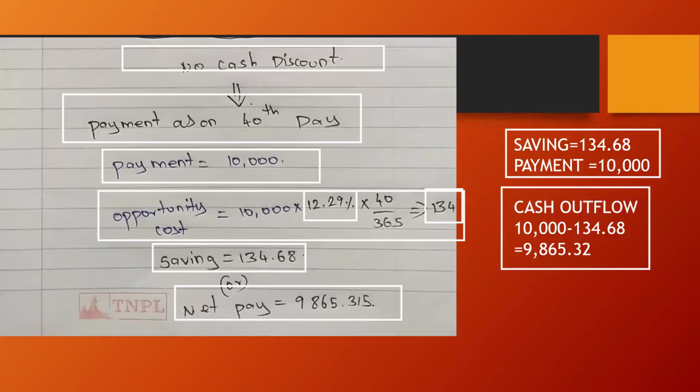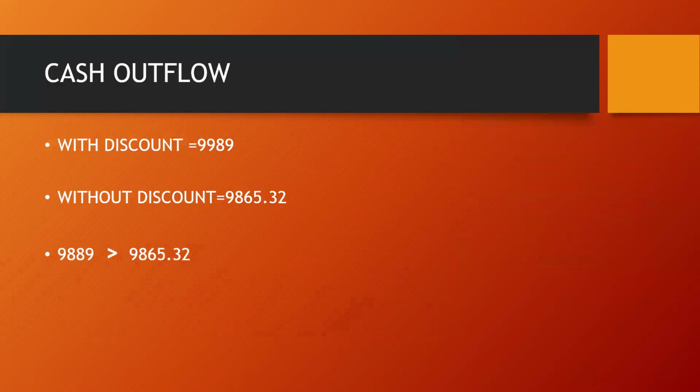So let me compare both and let you decide which one is better. With the discount, you need to make a payment of $9,889. Wow, great. But without the discount, you need to make a payment of 9,865. I'm getting a little bit of cash. You are getting almost $100, almost the exact value you calculated.